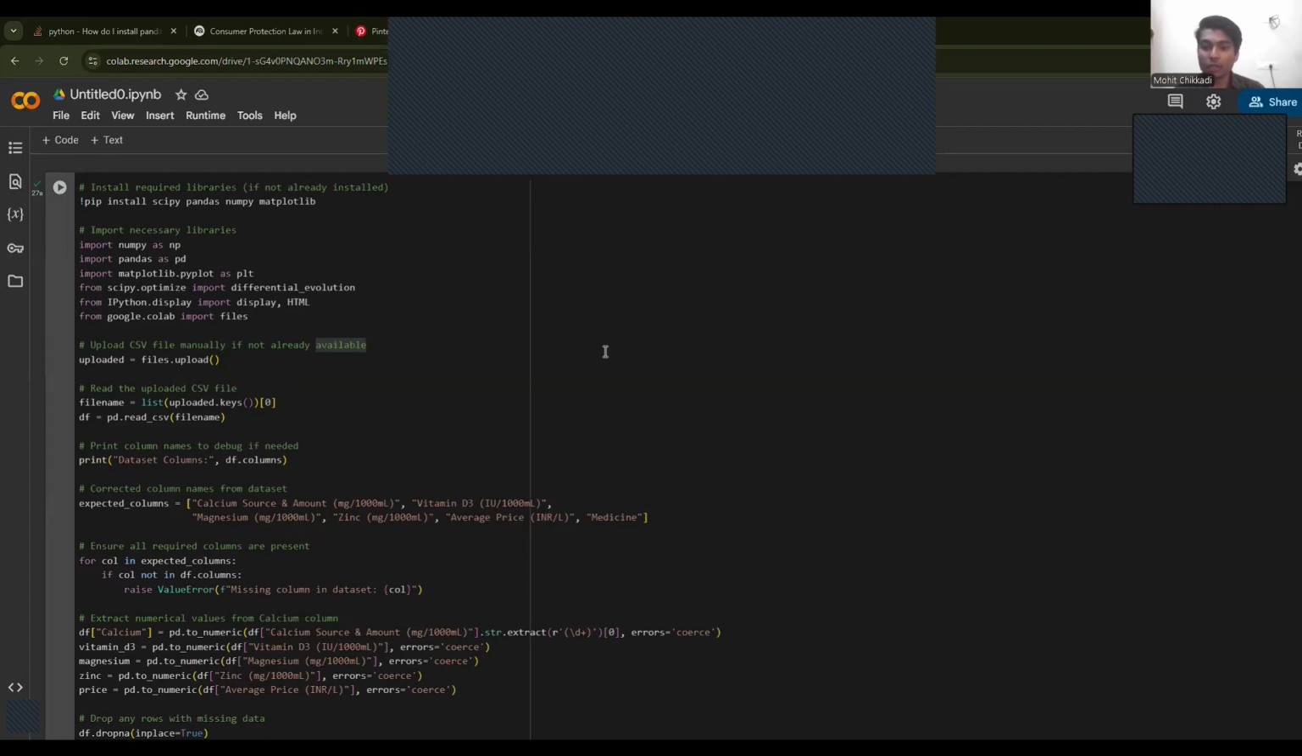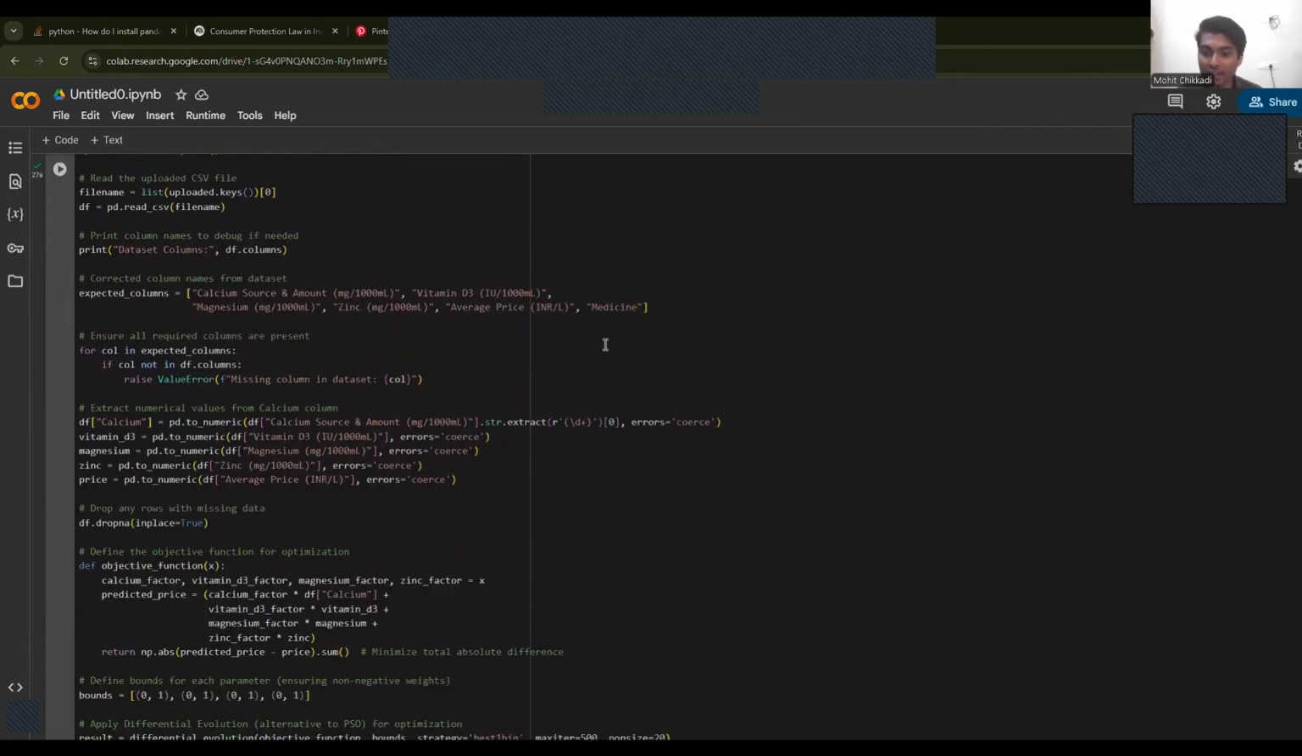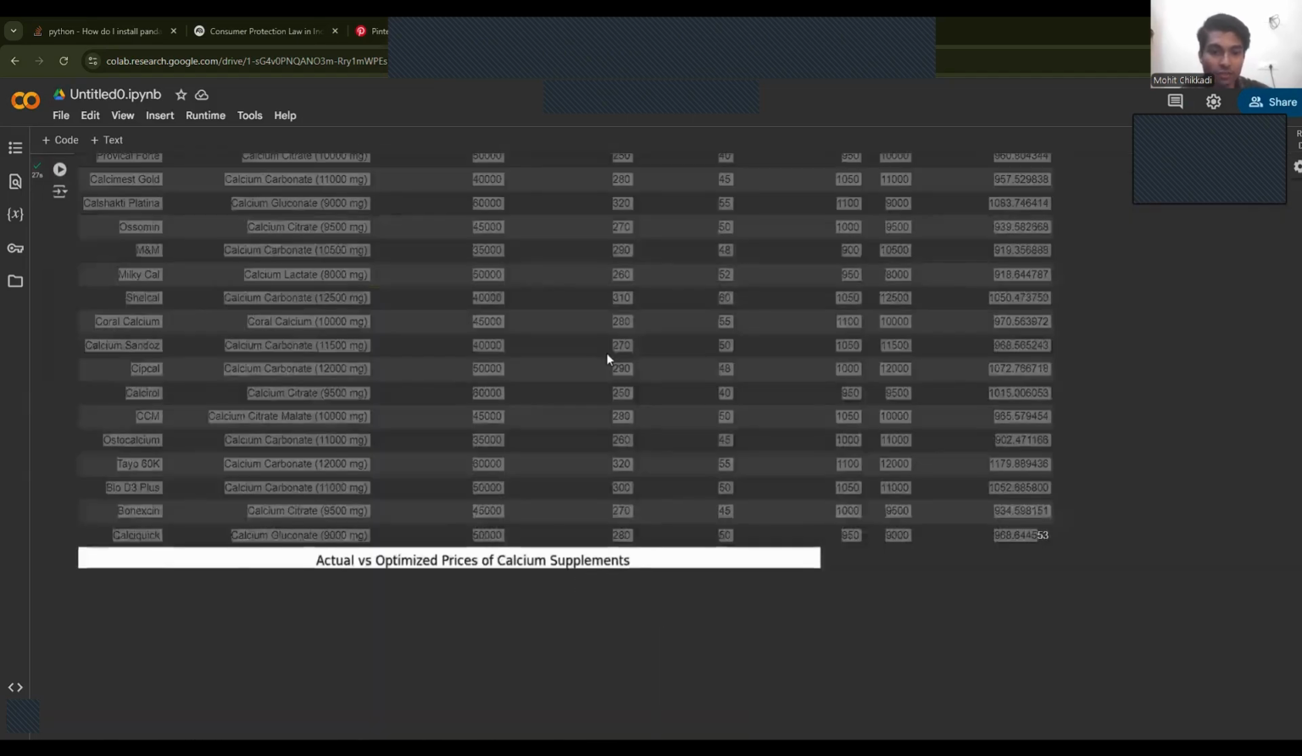So welcome back. Now we are diving into a fascinating analysis of calcium supplements and their pricing. Have you ever wondered if you're really getting the best value for money when buying these supplements? Well, that's exactly what we are going to explore. We've analyzed a range of popular calcium supplements, looking at the nutritional contents, things like calcium amount, vitamin D3, magnesium, and zinc. Then we compared these nutritional profiles to their average market prices. The graph you see here is the result of this analysis.